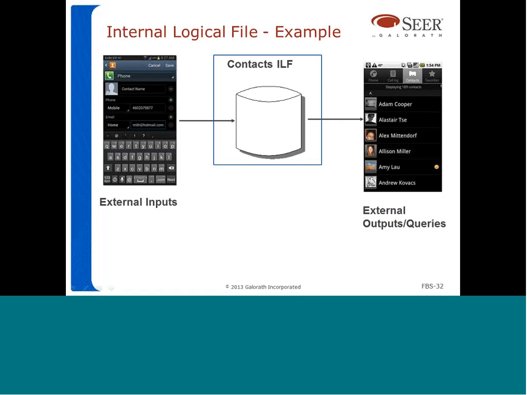One more example here: the database that holds your contacts information in your smartphone. The contacts information is collected from the user, and when you press the save button, that information gets stored internally in an internal logical file called contacts information or something like that. As well, the information in that internal logical file can be presented to the user in reports. You can present a list of your contacts. So that information is stored internally to the application.